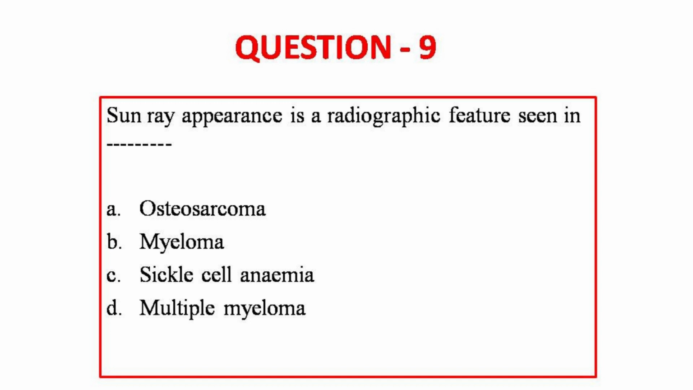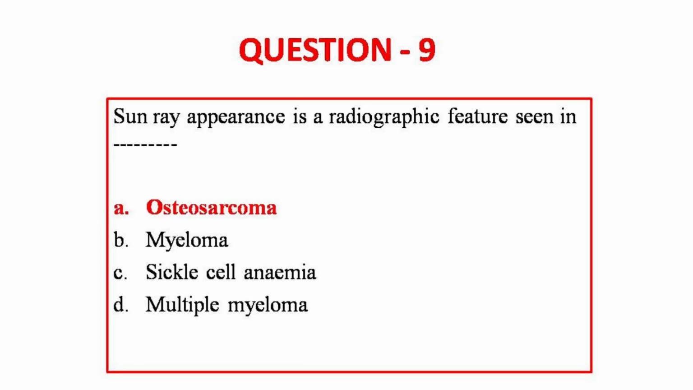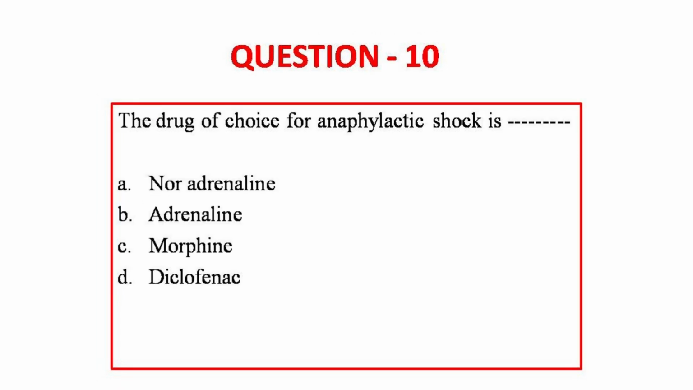So moving on to question 9. Sun ray appearance is a radiographic feature seen in, they've given us 4 options: osteosarcoma, myeloma, sickle cell anemia, multiple myeloma. So the answer for this question is osteosarcoma. See, you should do the same as you do for von Ebner. In that note, you have to write sun ray appearance, osteosarcoma. When you jot it down, for myeloma also you'll have an entry, and for sickle cell anemia also. So you'll know exactly what the answer is when the question comes.